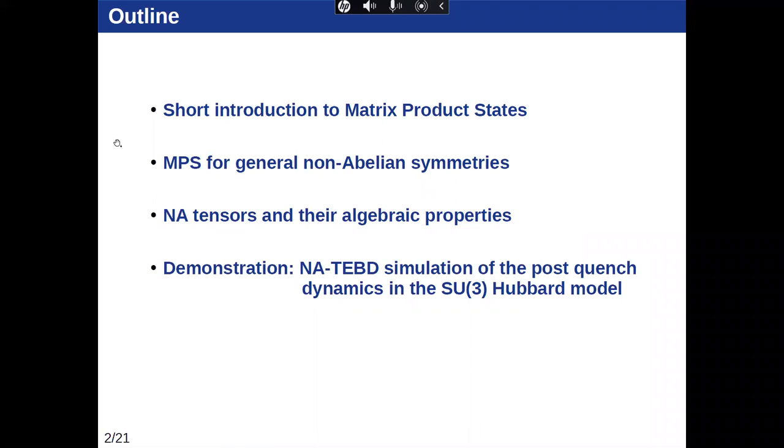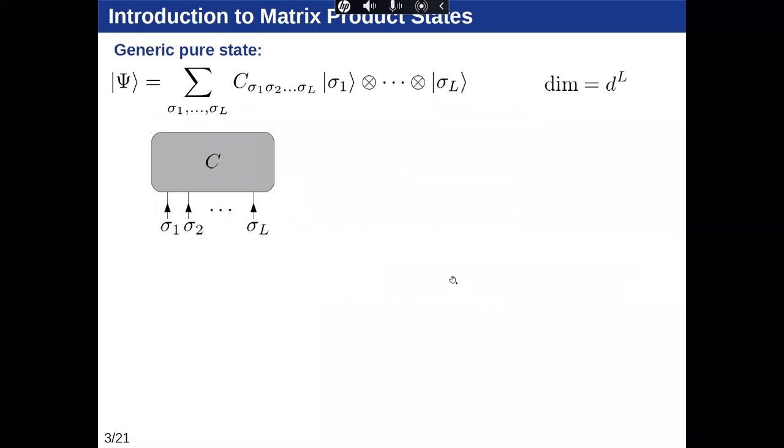Okay, so first I will give a short introduction to matrix product states, and then I will show how I can generalize it for any kind of non-Abelian symmetries. I will talk about non-Abelian tensors and their algebraic properties. And at the end, I will just show as a demonstration how everything works on the SU3 Hubbard model.